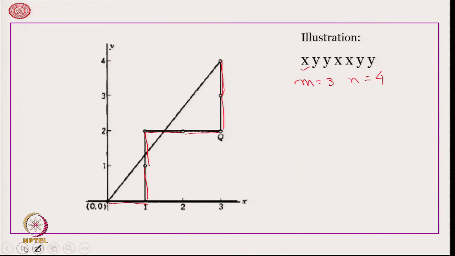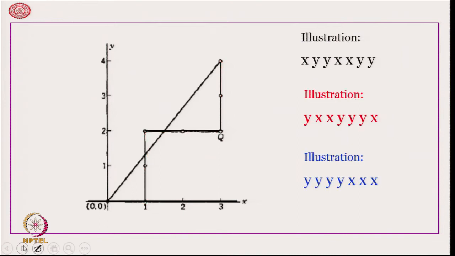Let me illustrate again with some other example. So, consider y x x y y y x. What will be the path? The path is going to be like this. From 0 0 with y, we shall go to 1, then 2 x's. So, we come here, from there we come here, then 3 y's, 1, 2, 3, and then 1 x, we reach m n, which is 3, 4.